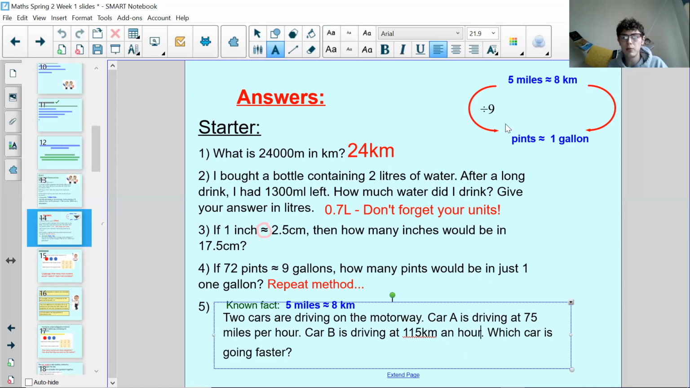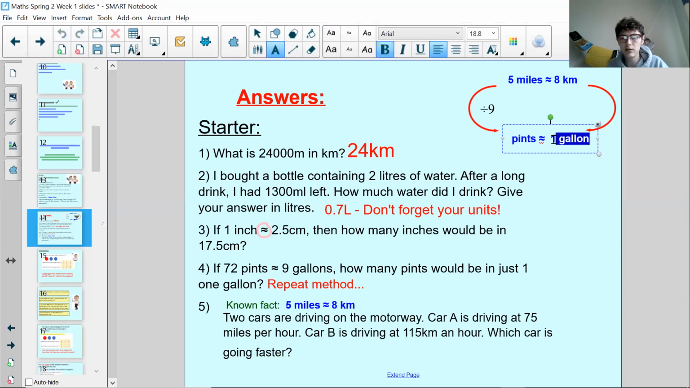Okay, so we've got 5 miles is approximately equal to 8 kilometers. So let's change our information down here. We can put our kilometers and our miles down here. And we know that car A is going at 75 miles per hour. But how do we get from 5 to 75? We could do 75 divided by 5, which gives us 15. We're going to be timesing 5 by 15 to get 75 miles an hour.